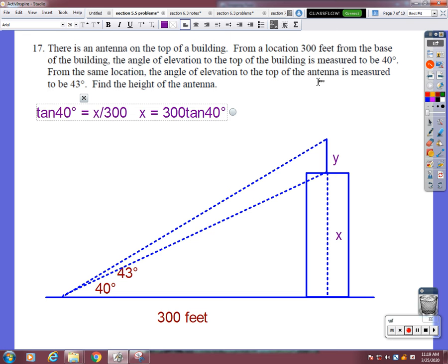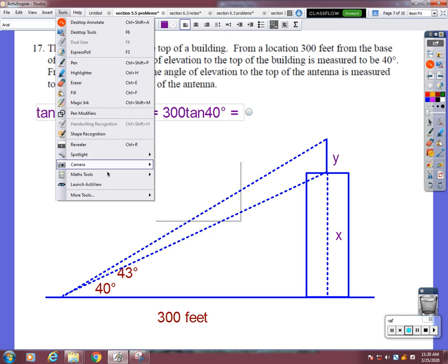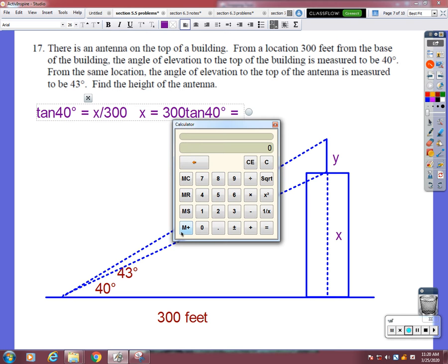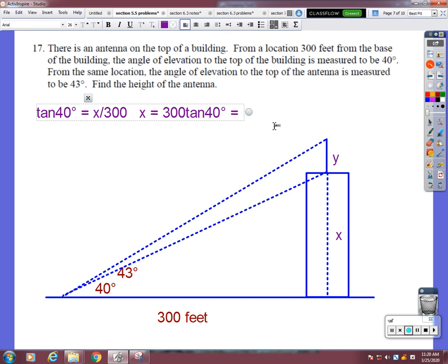Man, I wish I had a good calculator on here. Didn't I find one the other day? I feel like it didn't have any tangent stuff. It was like the most basic. Yeah, that's worthless. Okay, so 300 tangent of 40 degrees. Do that on my phone.